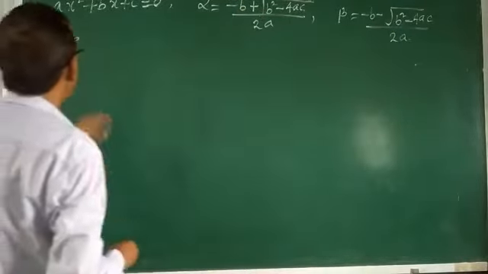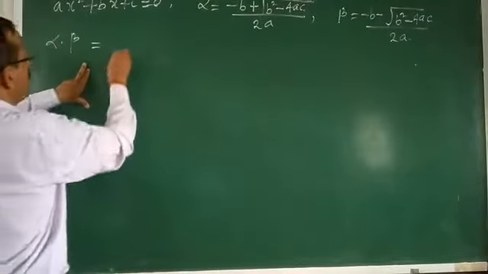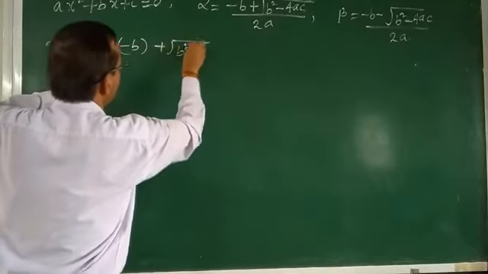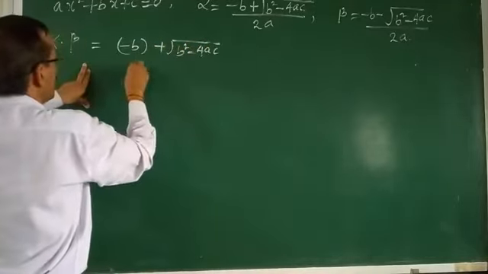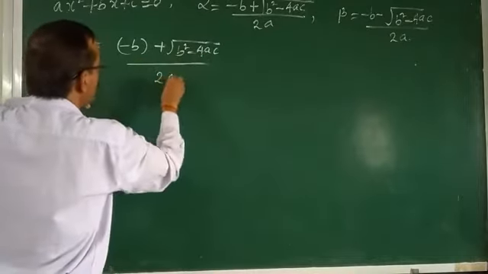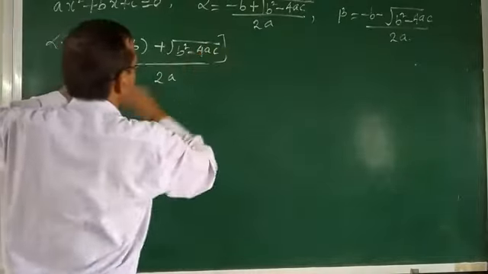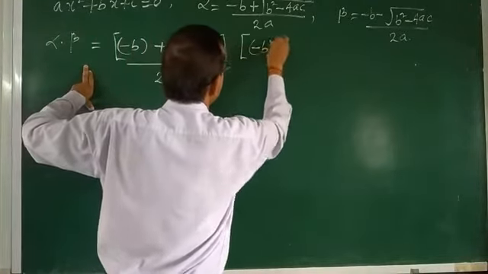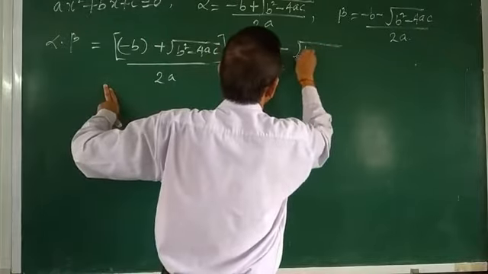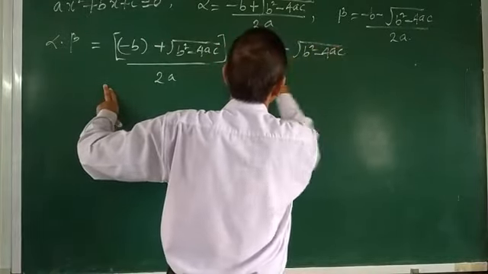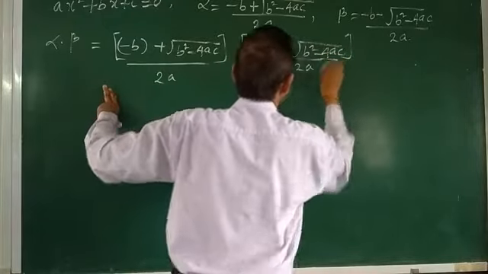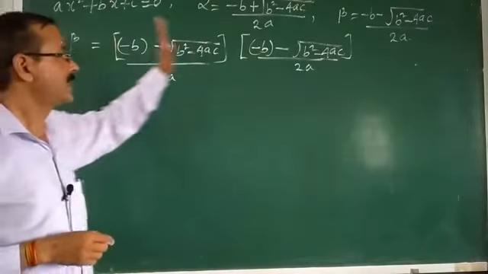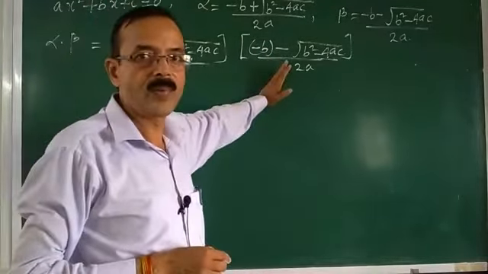Alpha into beta is equal to minus b plus under root b square minus 4ac upon 2a, one bracket, into beta, minus b minus under root b square minus 4ac upon 2a. Yes? Here, this is the first root alpha, this is the second root beta. That is alpha into beta.